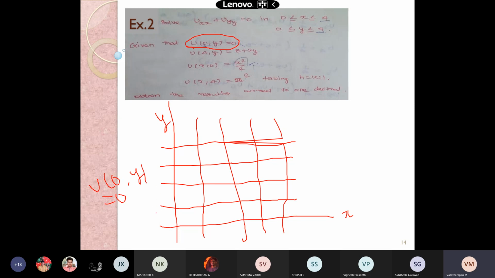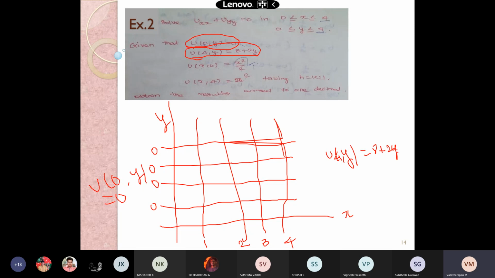When y is equal to 1, u is equal to 0. When y is equal to 2, at that time also it is 0. 3, 0, 4, 0. This is u of 4 comma y, where x is equal to 4. Here x is equal to 0, x is equal to 1, x is equal to 2, x is equal to 3, x is equal to 4. Here this is the axis. This axis information is the second boundary condition, that is u of 4 comma y is equal to 8 plus 2y.